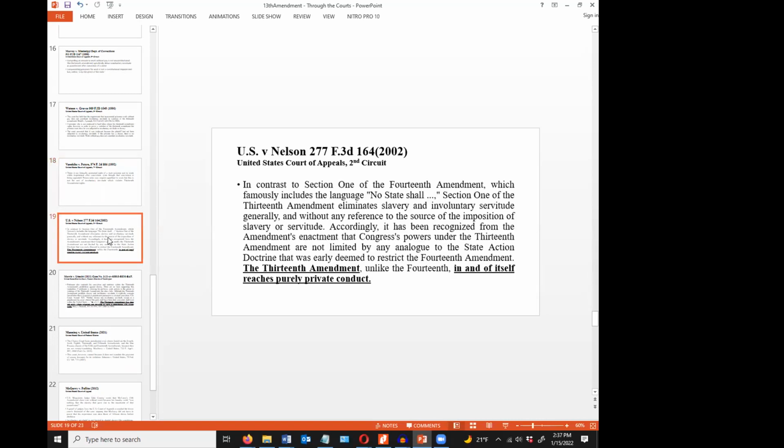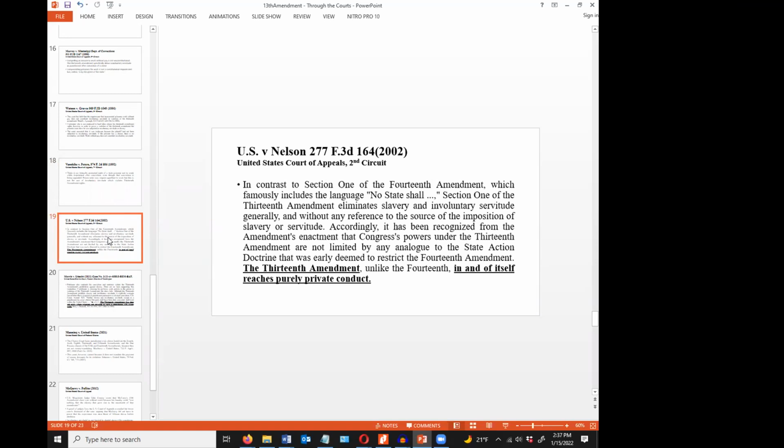So then I just fast forwarded it because I just kept coming across a whole bunch of the same cases saying the same thing. And so now we jump to 2002, U.S. Court of Appeals, Second Circuit, U.S. versus Nelson, and contrast the Section 1 of the 14th Amendment, which famously includes the language, no state shall.